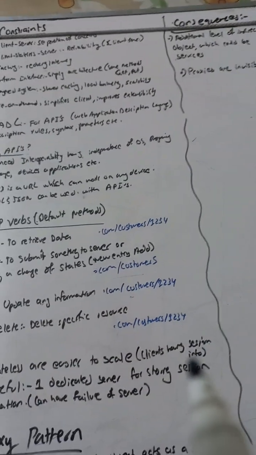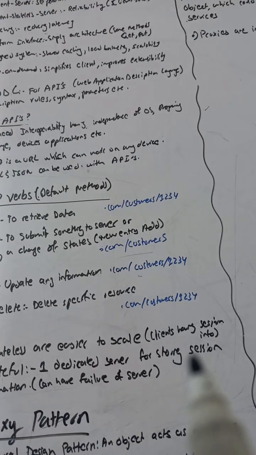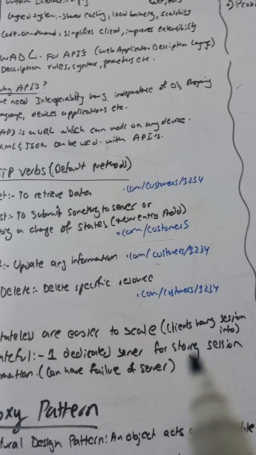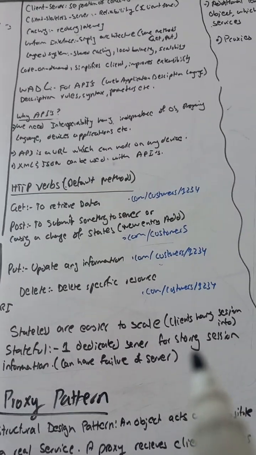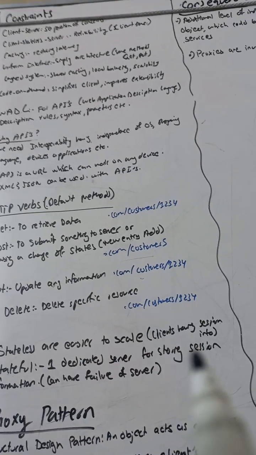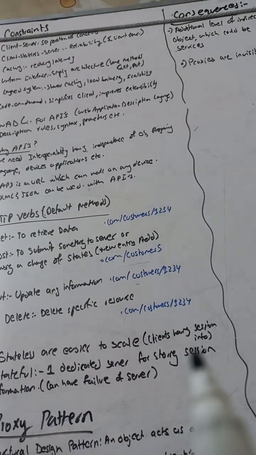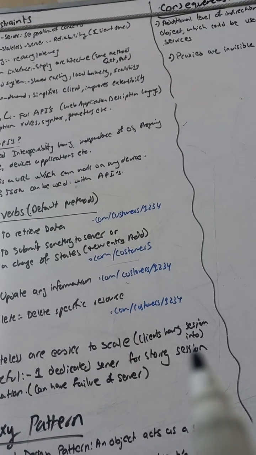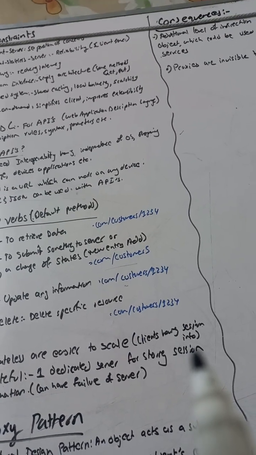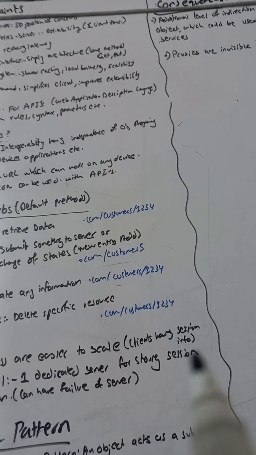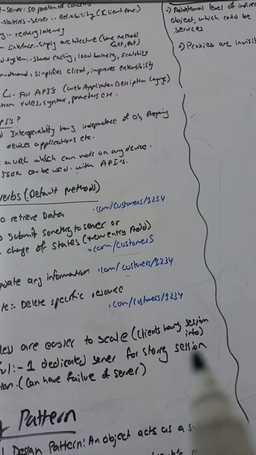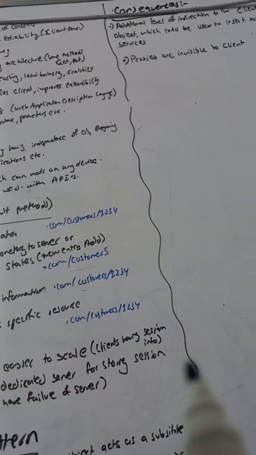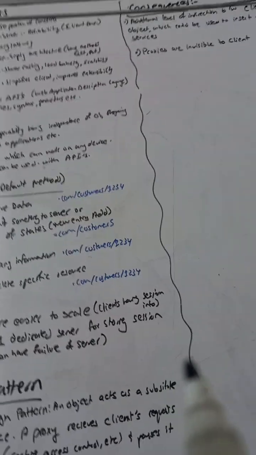Then we have why API. So we need APIs to remove the problem of interoperability, which basically means that you can use your web API everywhere, right? Everywhere you want. You can use it on different applications, on different OS, on different programming languages, on different devices, all of that stuff, right? And API is basically a URL which can be accessed through any device, right? And it can support XML or JSON.